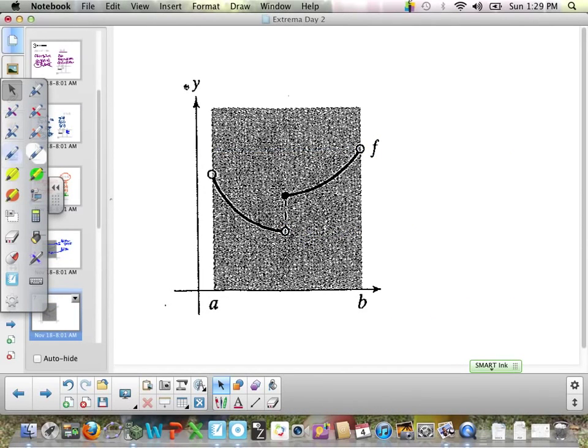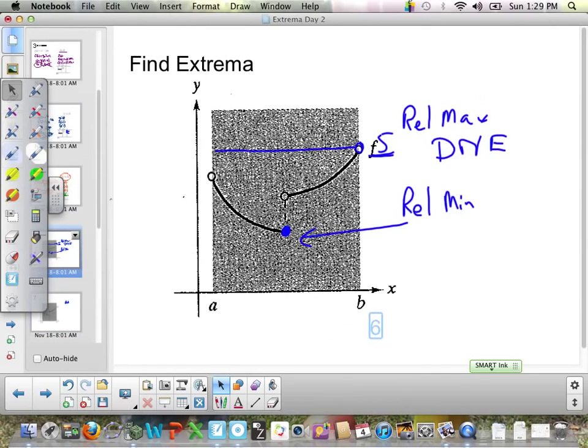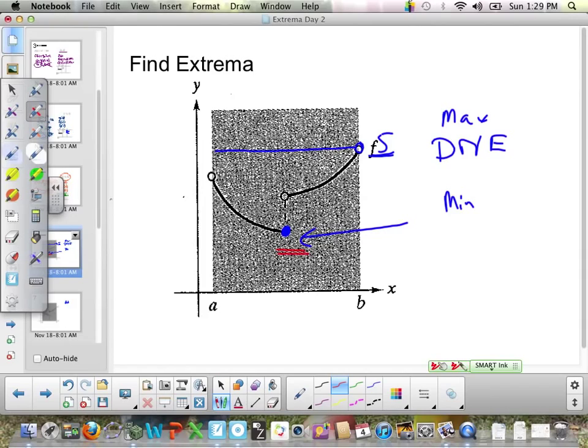And here's another picture. Again, it's discontinuous at that jump, and it's an open interval, so we're not guaranteed to have a max or a min, but we can still look for it. And actually, we're looking for an absolute max. I should go back and change the last problem. Absolute max does not exist, and the absolute minimum is right here.